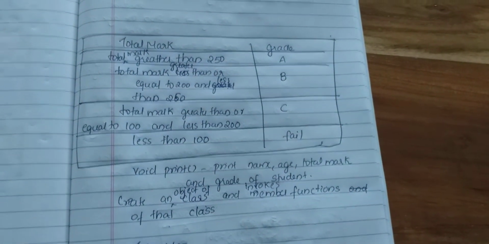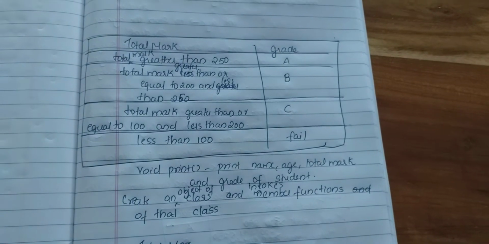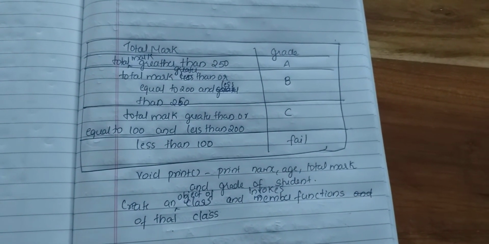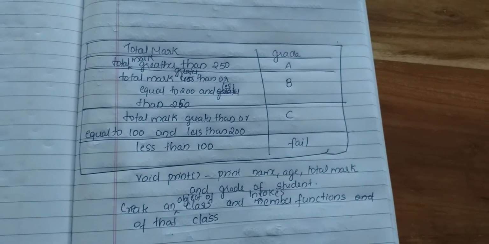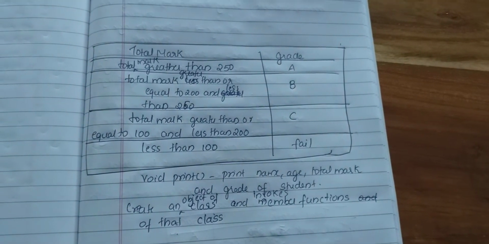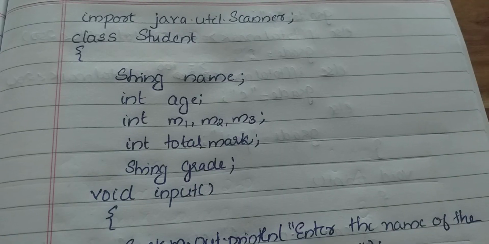The next function is void print, to print the name, age, total mark and grade of the student. So these are the functions to be created. Create an object of the class and invoke the member functions of that class. So this is your question. So here is the answer.